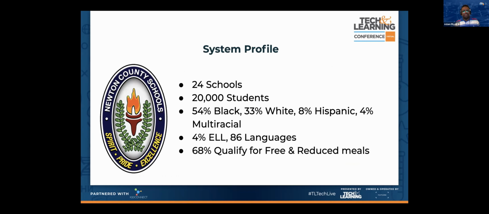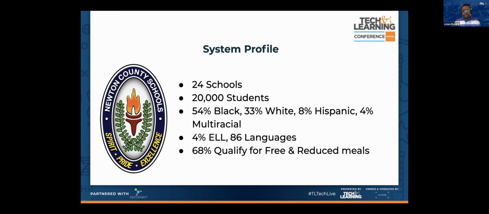But seriously, my district, we service 24 schools. It's 20,000 students approximately. And you see our demographics as far as the makeup of Black, white, Hispanic, and multiracial students, how they identify. 4% of our students are ELL, in 86 different languages, which is something a lot of people don't realize, of course, in Georgia, that there are so many different languages spoken in our district.